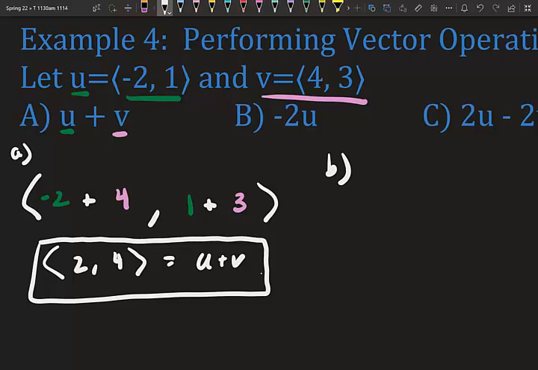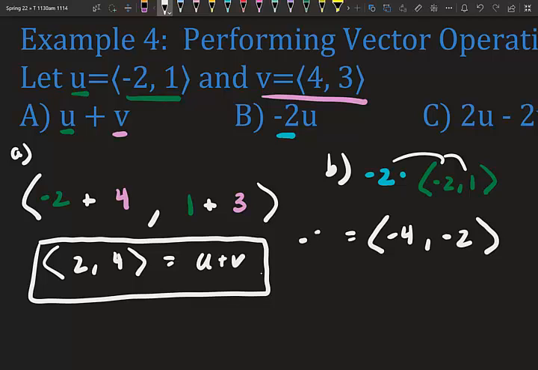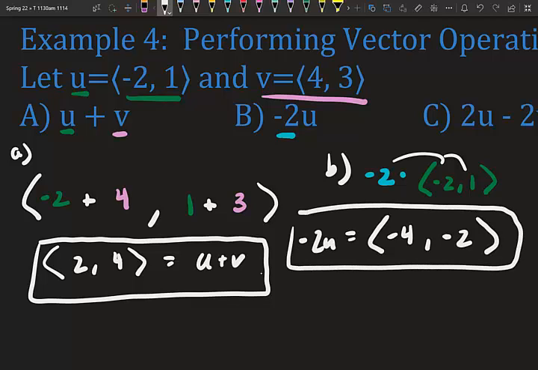Alright, part B, we have -2U. So we have, do what it's telling you exactly on the page. -2 times, because that's what touching means, times U. U is represented by -2, 1. So we distribute, we get -4, -2. So -2U is -4, -2. So this is if we wanted to double the vector and negate it.